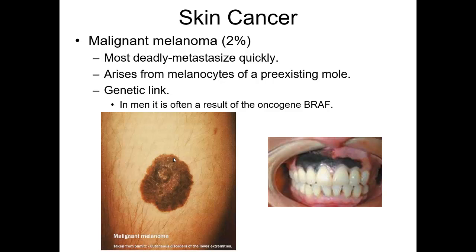Now, there is an oncogene, the BRAF gene, which has been linked to malignant melanoma in men. So if you have a close family member who has had malignant melanoma, a doctor can refer you to a genetics counselor for genetic testing of the BRAF gene. So this concludes our integumentary system chapter.